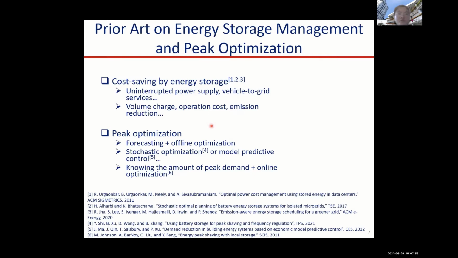Some researchers focus on peak optimization by routing techniques, predict and optimize: they first estimate the statistics or exact values of future information, and then use stochastic optimization or model predictive control to do energy storage scheduling. Some papers even assume that they know the amount of peak demand. These are very nice results. However, they are either inapplicable to peak optimization or rely on predictions.